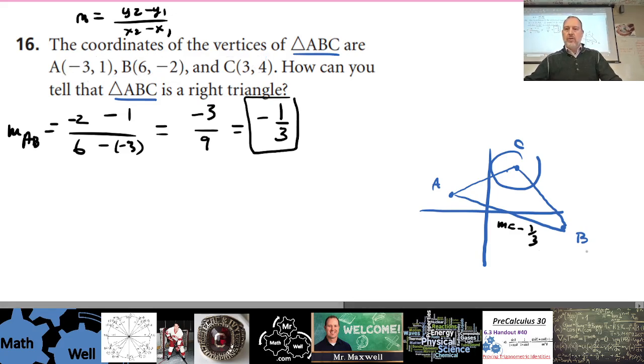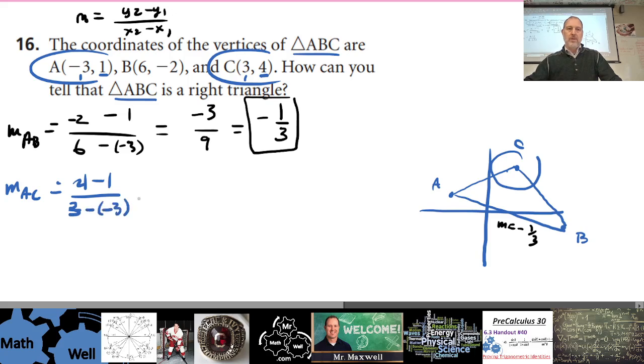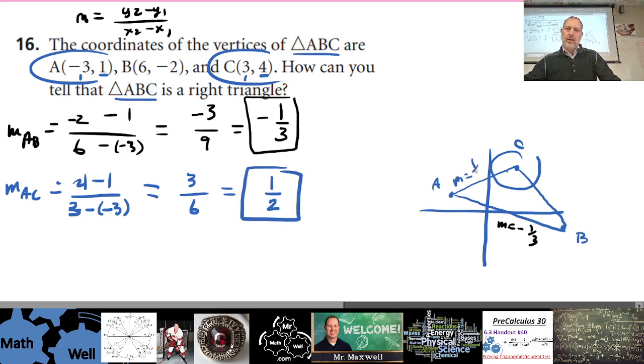So let's do AC. Slope of AC. Okay, it's A and C I'm looking at. So 4 minus 1 on top, divided by 3 minus negative 3 on the bottom. So 4 minus 1 is 3, and 3 plus 3 is 6. This one is positive 1/2 when it's all said and done. Does that look about right? So M equals 1/2. So you see how we're going about this? I'm just taking the slope of each of those lines.